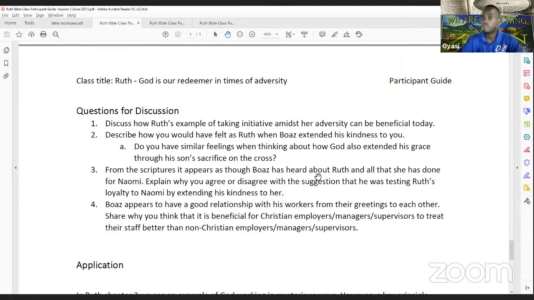Of course, we know that was not his intention. He genuinely had a care for her, but it could have been a test, even to see if she would waste the food when given it. But we saw in Ruth chapter 2 that Ruth was very prudent. She ate as much as she needed to be filled, and she kept back her leftovers to carry home to share with Naomi.